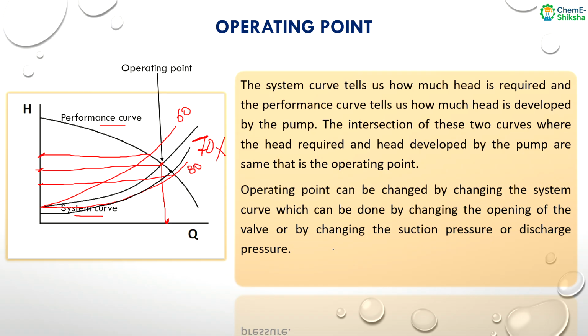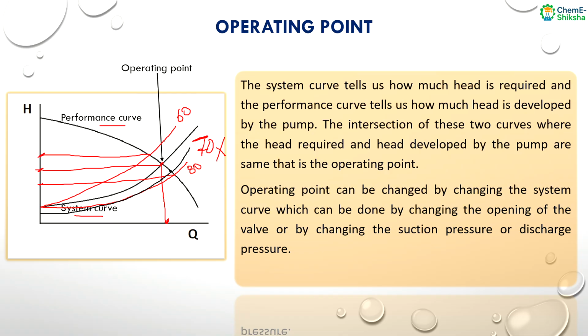So I'm again repeating this point of suction and discharge pressure. The head requirement in the system, H, is equal to discharge pressure minus suction pressure divided by rho g. So if we increase the suction pressure, then the difference between discharge and suction will decrease. That means the head requirement in the system also decreases. So for the same valve opening, the head requirement decreases, and that's why the system curve will move downwards.